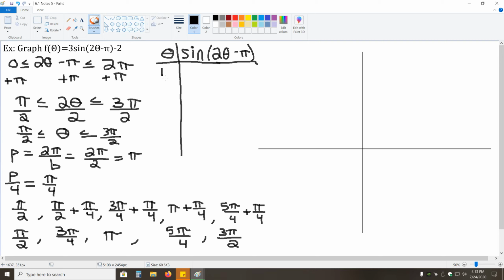And we're plugging in pi over 2, 3 pi over 4, pi, 5 pi over 4, and finally 3 pi over 2. Remember, these values will always be the same, the quadrantal angles of sine, so we get 0, 1, 0, negative 1, 0. And now we can make the list for our vertical transformations and begin to graph.